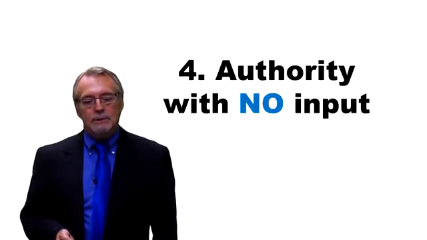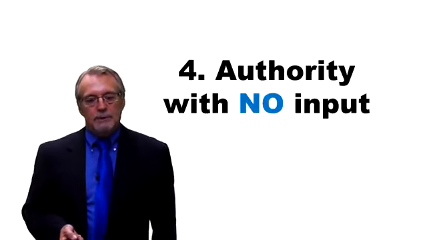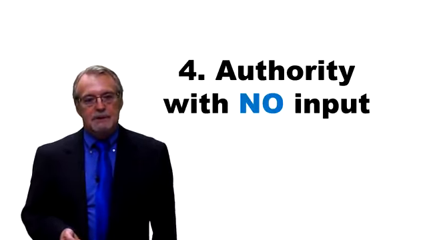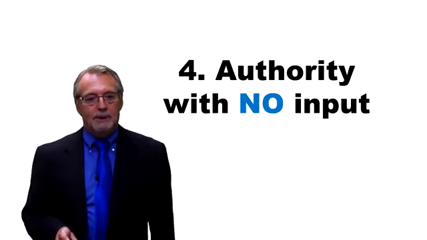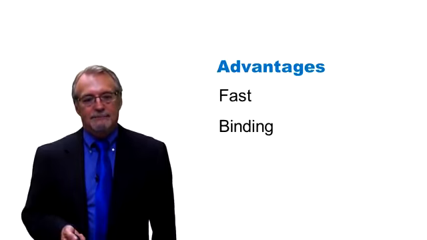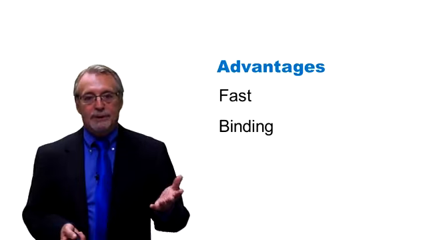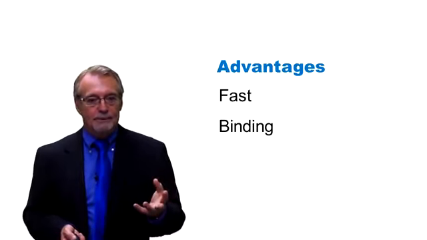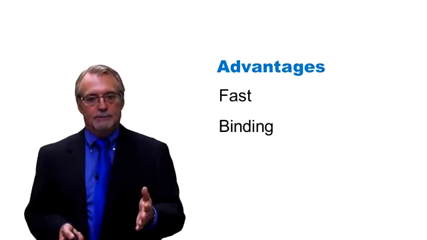We're going to look at authority with no input. Authority with no input is when we have an authority figure that says, this is the decision. There's no input from anybody in the group at all. There are some advantages to this. It's fast. It's binding. This is an authority in the organization, somehow an authority in the group. It says, this is what we're going to do.